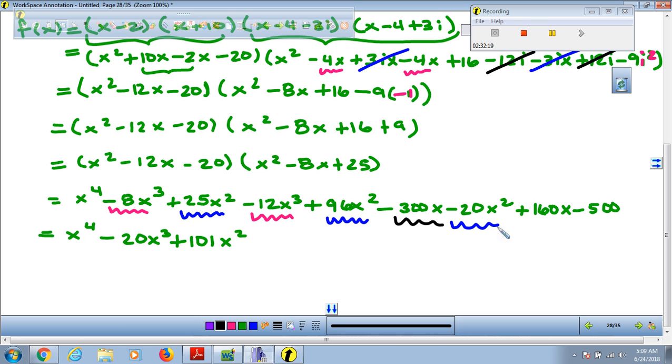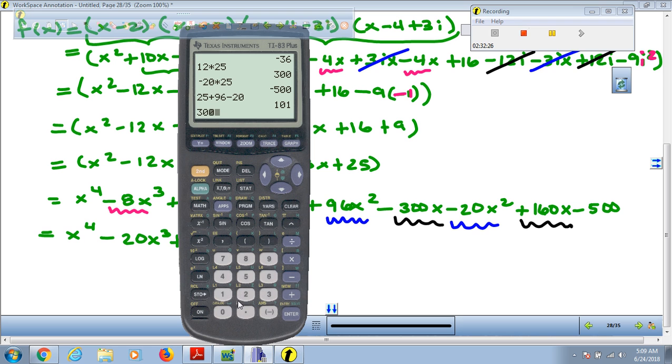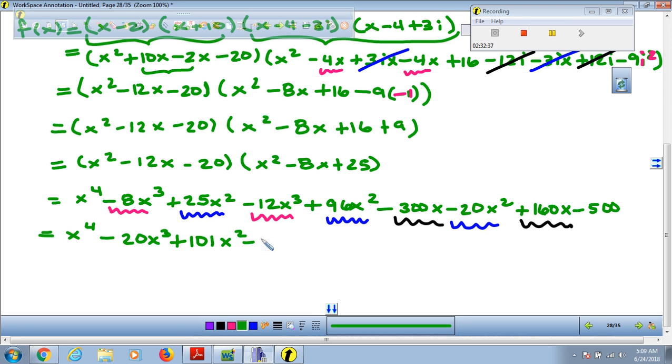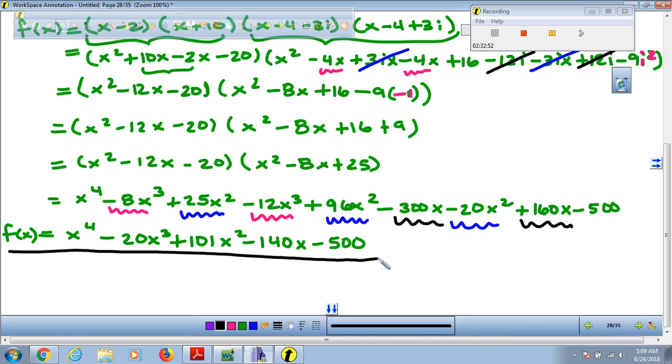Then we have negative 300x and 160x. So it's negative 300 plus 160, negative 140. Negative 140x minus the 500. And this is my polynomial. Hopefully I did not make any careless mistake, and the answer is right there.